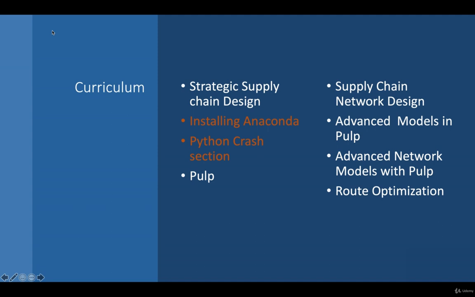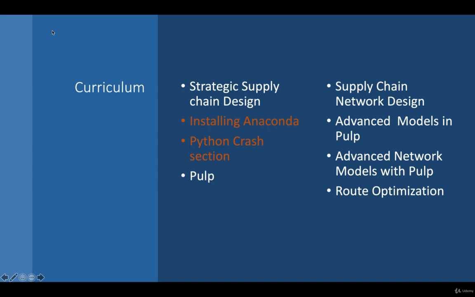And then we'll talk about the supply chain network design, the facility allocation problem, and how many warehouses should we open. And then we will talk about advanced models in Pulp. And we will talk about advanced network models with Pulp. And we will do the same also with Excel.